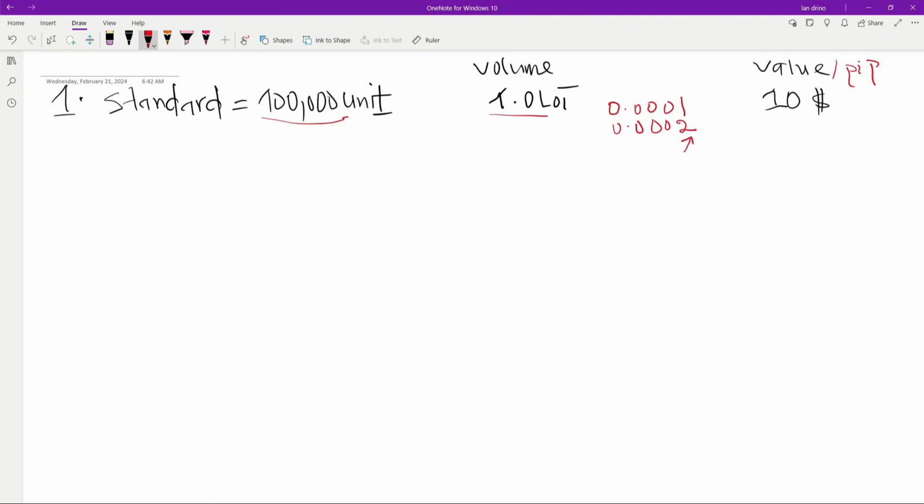This single pip increase is equivalent to $10, just one pip. If you are trading a standard lot, just 1 pip movement is equivalent to $10, okay?